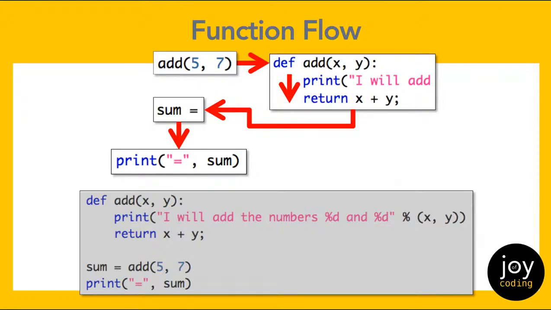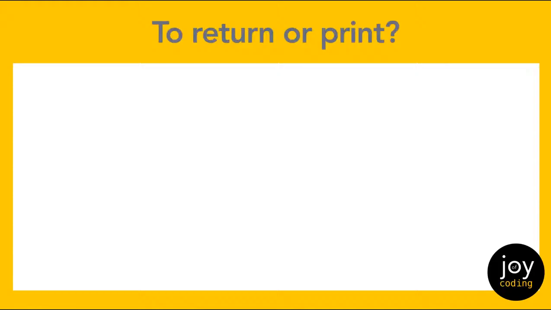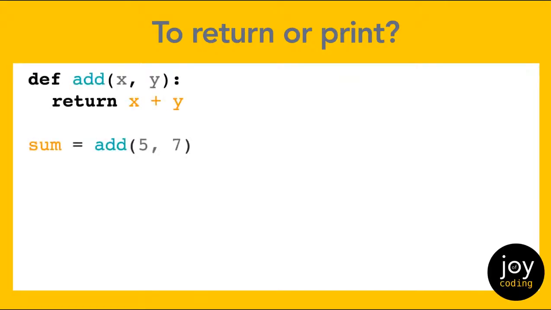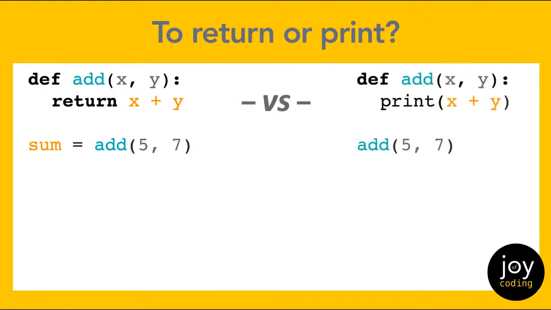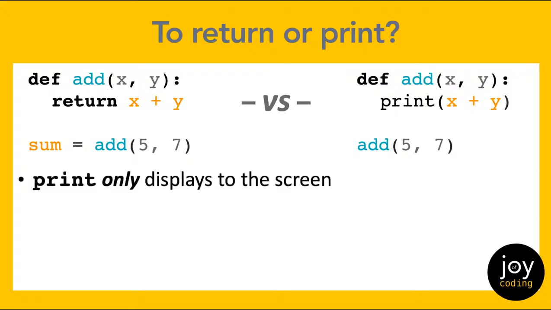And finally, what I'd like to leave you with is a question I see all the time from beginner programmers. What's the difference between returning and printing? Let's contrast the add function we've been working with here, which returns the result x plus y, with a version of add that only prints the result. The function on the right with print will only ever display to the screen.